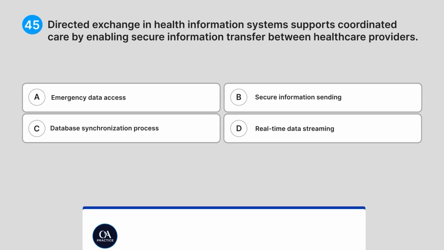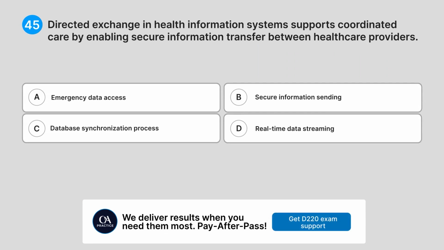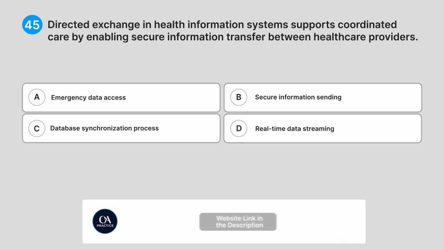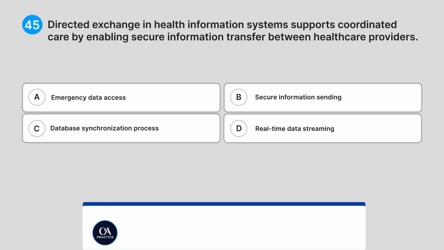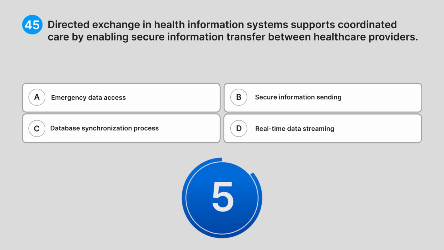45. Directed Exchange in Health Information Systems supports coordinated care by enabling secure information transfer between healthcare providers. A. Emergency data access. B. Secure information sending. C. Database synchronization process. D. Real-time data streaming. Can you guess the answer?